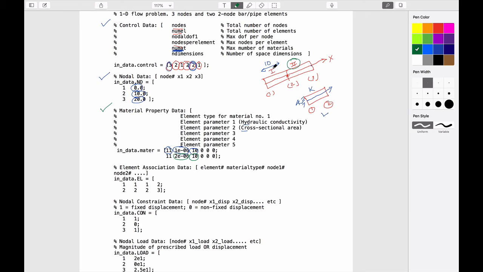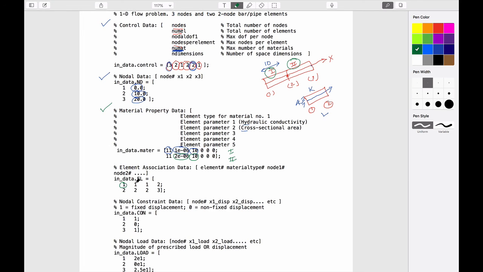So we're going to take each element, element number 1 and then element number 2, and we're going to tell the code what local number 1 is associated with in a global sense. So that's here. And also what material it's associated with. So this is material number 1 for element number 1, material number 2. Of course, material number 2 could be applied to other elements if we had it in the system as well, and number 1.